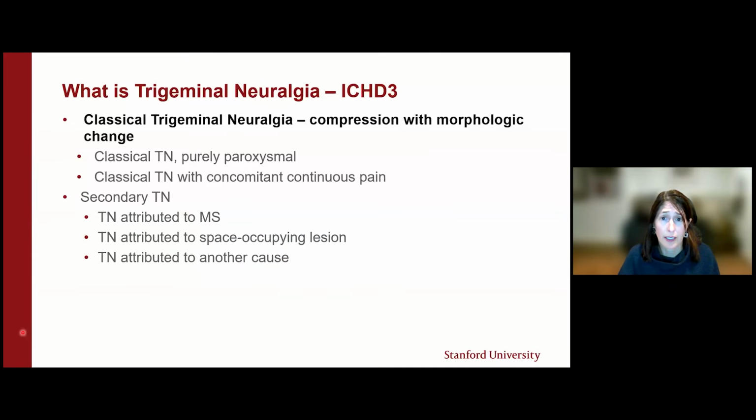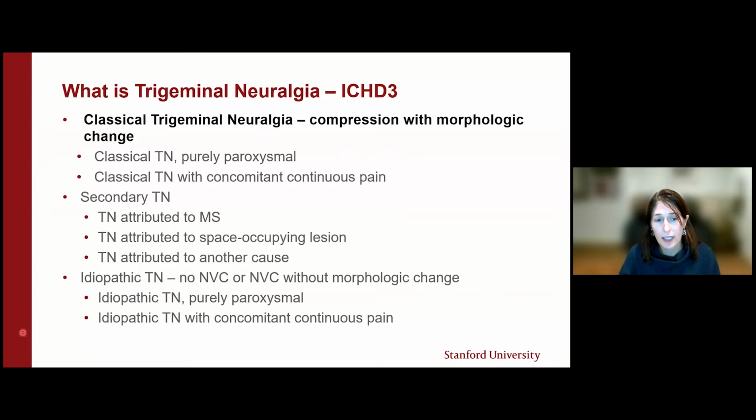There are other reasons why the trigeminal nerve can be irritated. We call these secondary trigeminal neuralgia cases, and multiple sclerosis is the most common cause. You could also have a space-occupying lesion, like a tumor, or sometimes another disease process. And then there's idiopathic TN, meaning we don't really know what is causing it. There's no mass, no lesion, no other systemic health problem, and no compression. We think this latter category may be due to spontaneous genetic mutation in sodium channels that can create changes in how the nerve fires.